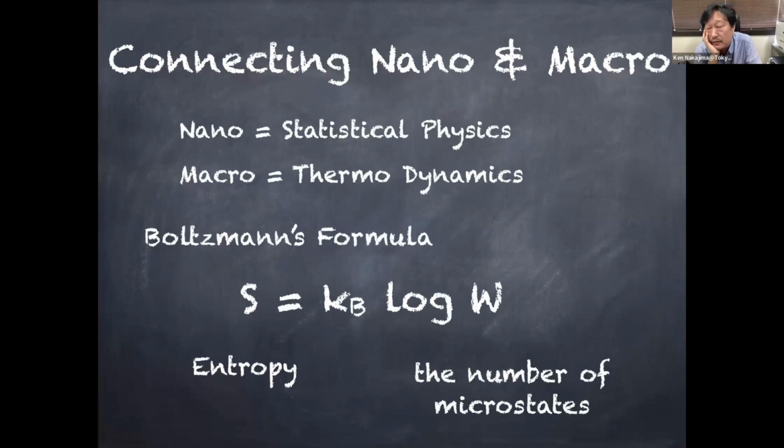Now it's time to turn the thermodynamic story to a statistical mechanics story. Let's say that the macroscopic observation can be related to thermodynamic discussions, and the nanoscopic, atomic-scale discussion can be made by statistical physics. And next, this equation is the most important equation to combine these different worlds, the nanoscopic world and the macroscopic world.